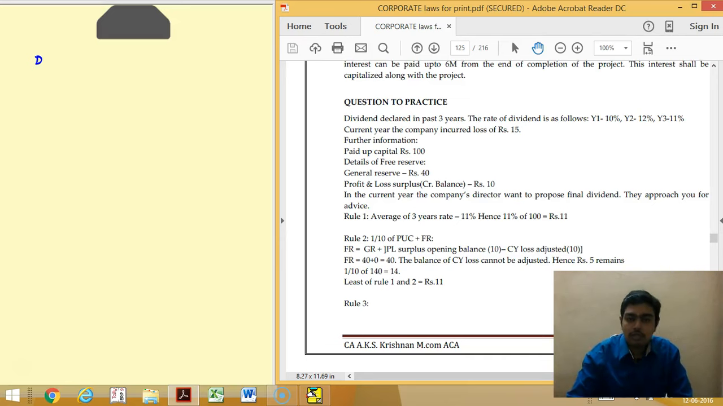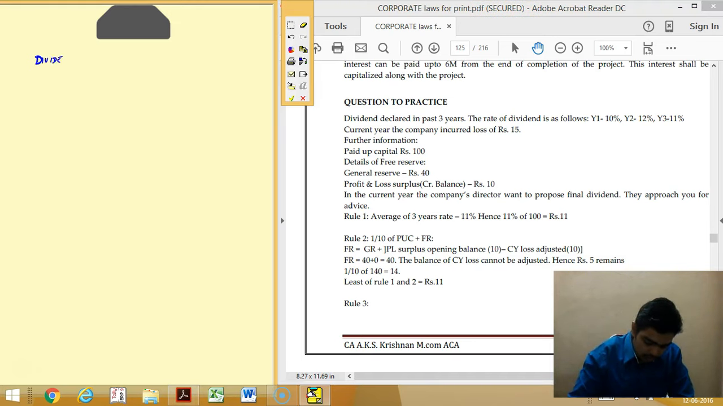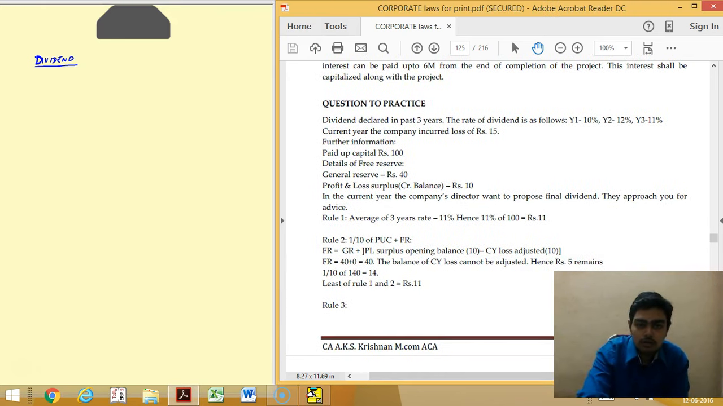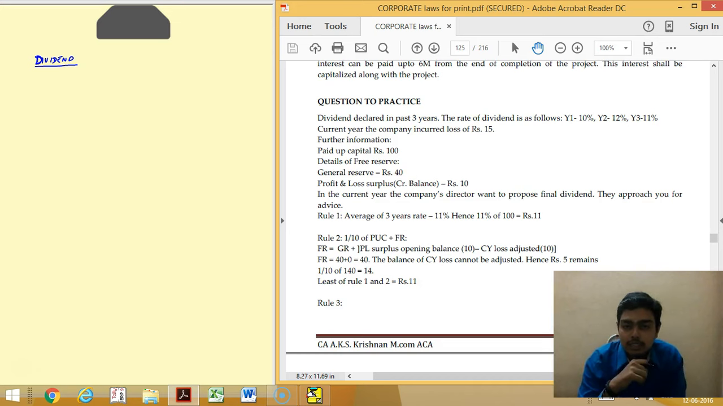Now we will see the question discussion of declaration of dividend. Dividend chapter. So we will first see the practice question in the dividend chapter. Dividend declared in past 3 years. Rate of dividend: year 1 10%, year 2 12%, year 3 11%. Current year the company incurred loss of 15.